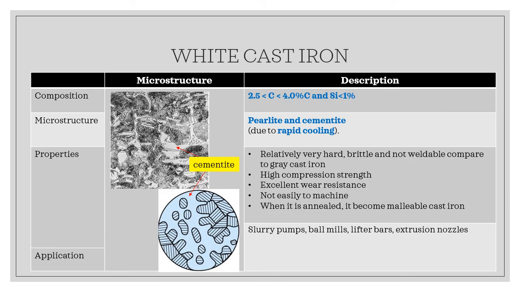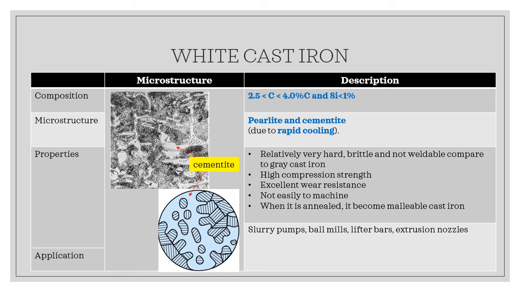Next is white cast iron, which is actually cast iron with carbon between 2.5 to 4% and silicon less than 1% composition. And it consists of pearlite and cementite microstructures. The difference from other types of cast iron is that this type undergoes rapid cooling. So it becomes very hard and brittle and is not weldable compared to other types of cast iron. It has excellent wear resistance, and after it is annealed, it will turn into malleable cast iron.